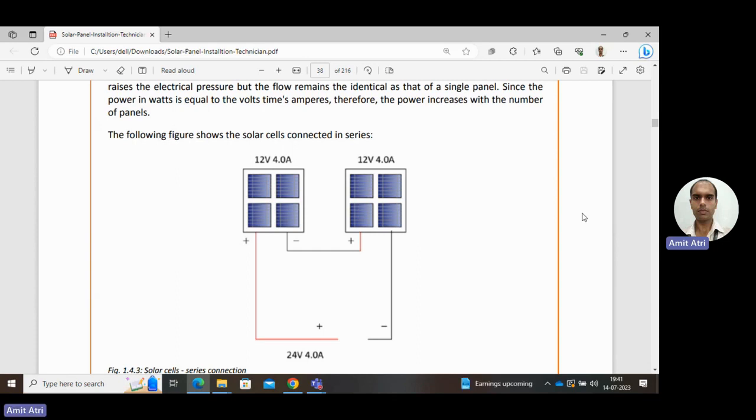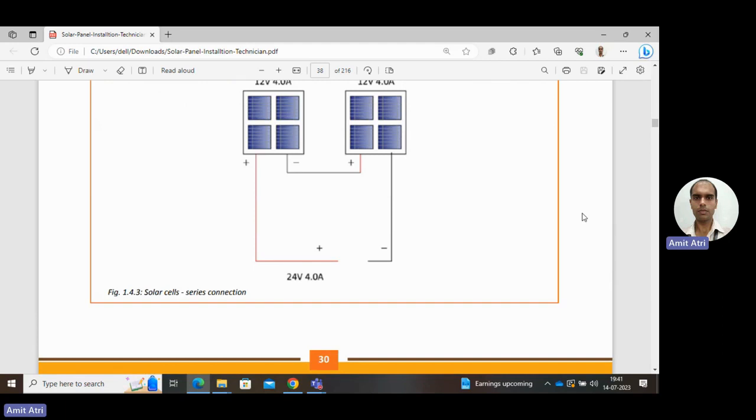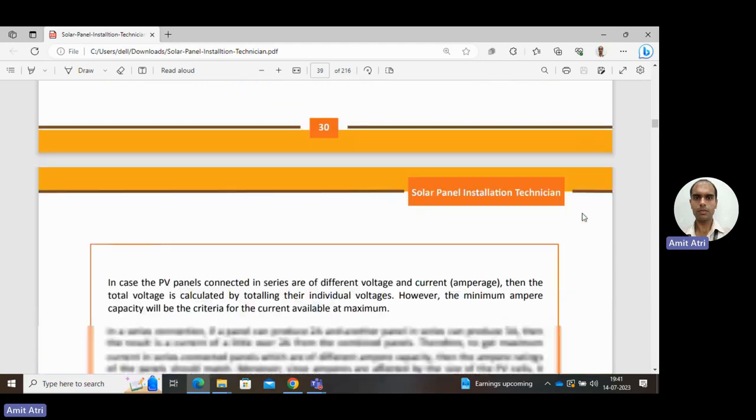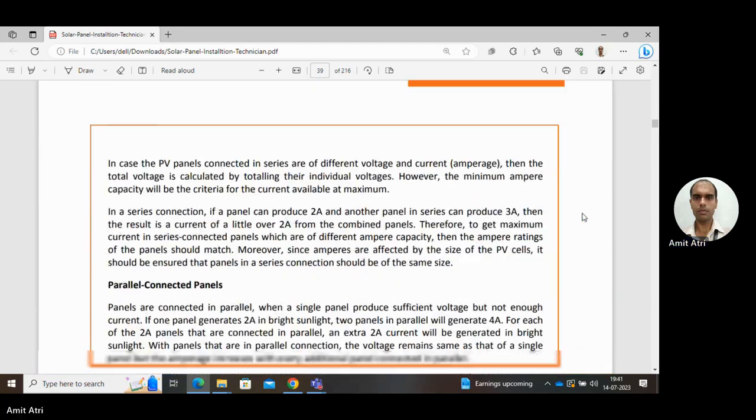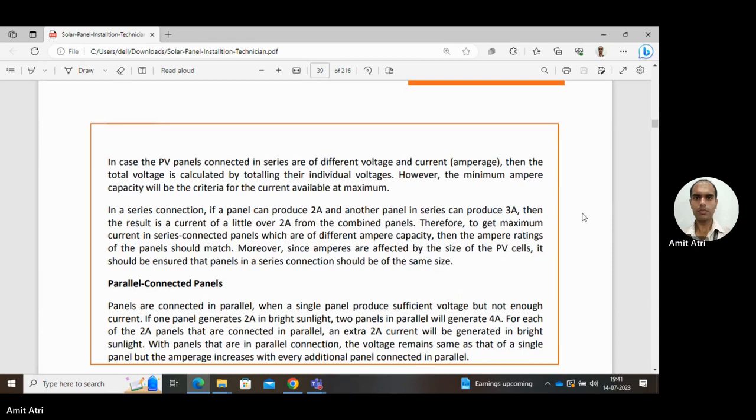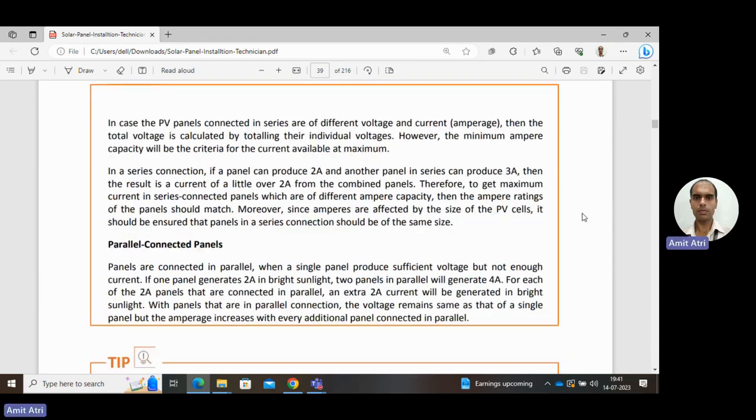This type of combination we can make when we want to increase the voltage available from the solar cell. Here the voltage of both solar cells was the same, but in case the voltage and current are different, the total voltage will be the summation of the individual voltages, and the minimum ampere capacity will be the criterion for the current available at the output.